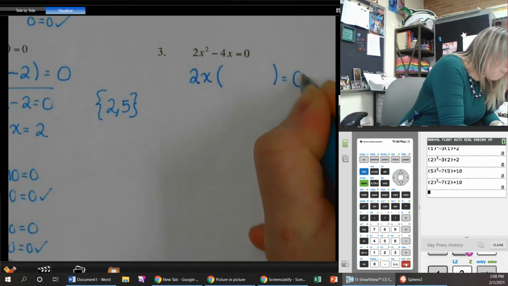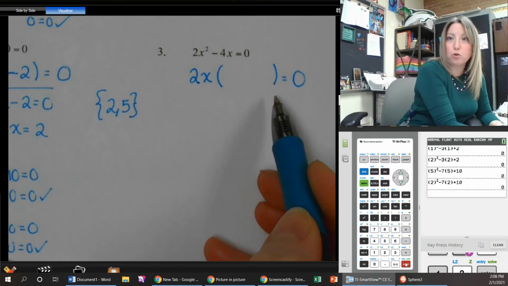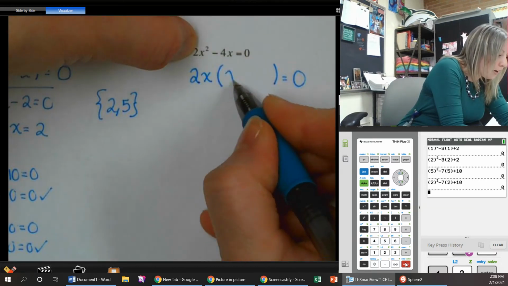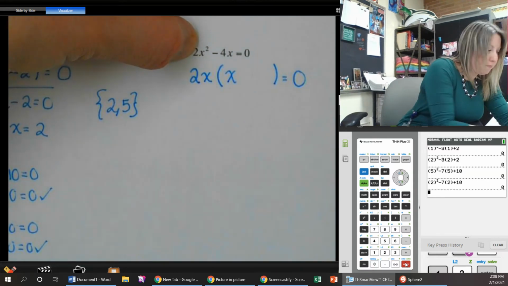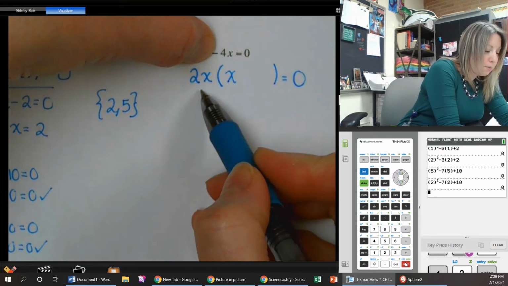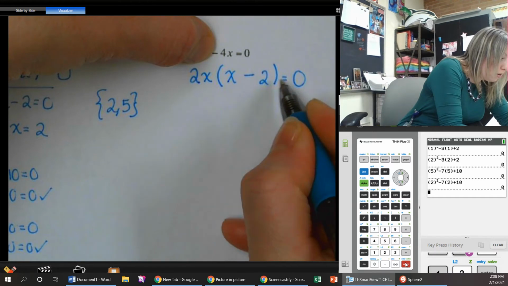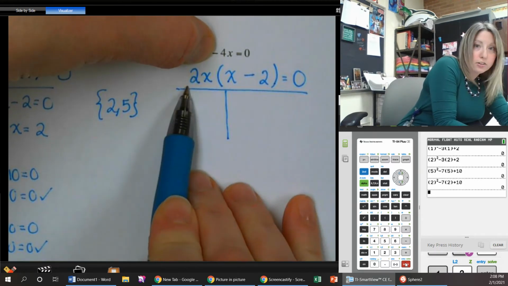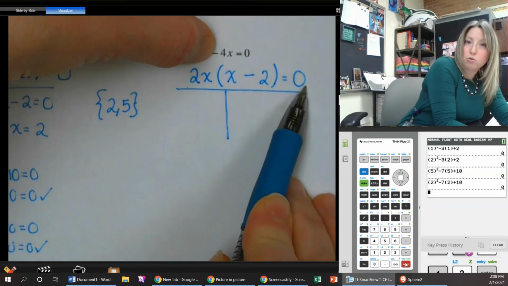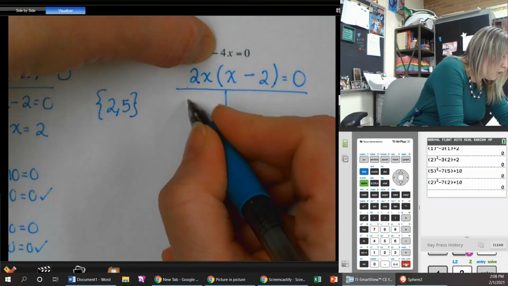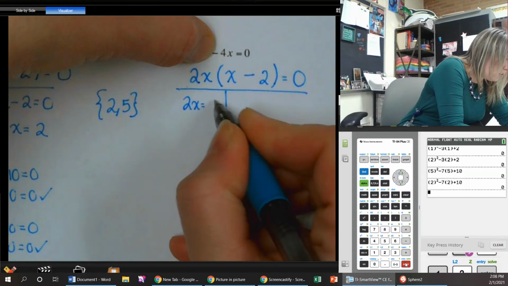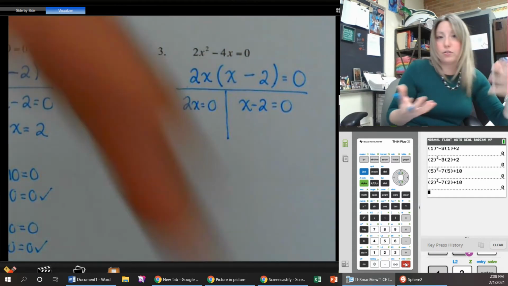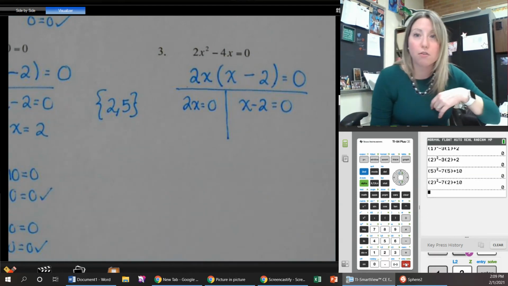And then I make my empty set of parentheses to put my leftover binomial in. 2x squared divided by 2x is an x to the first, or just x left over. Negative 4x divided by 2x is a negative 2 left over. And now I've got my 2 factors. There's one factor times this factor equals 0. So it's still just take this factor and set it equal to 0, take this factor and set it equal to 0. And now you've still got these 2 linear equations to solve.